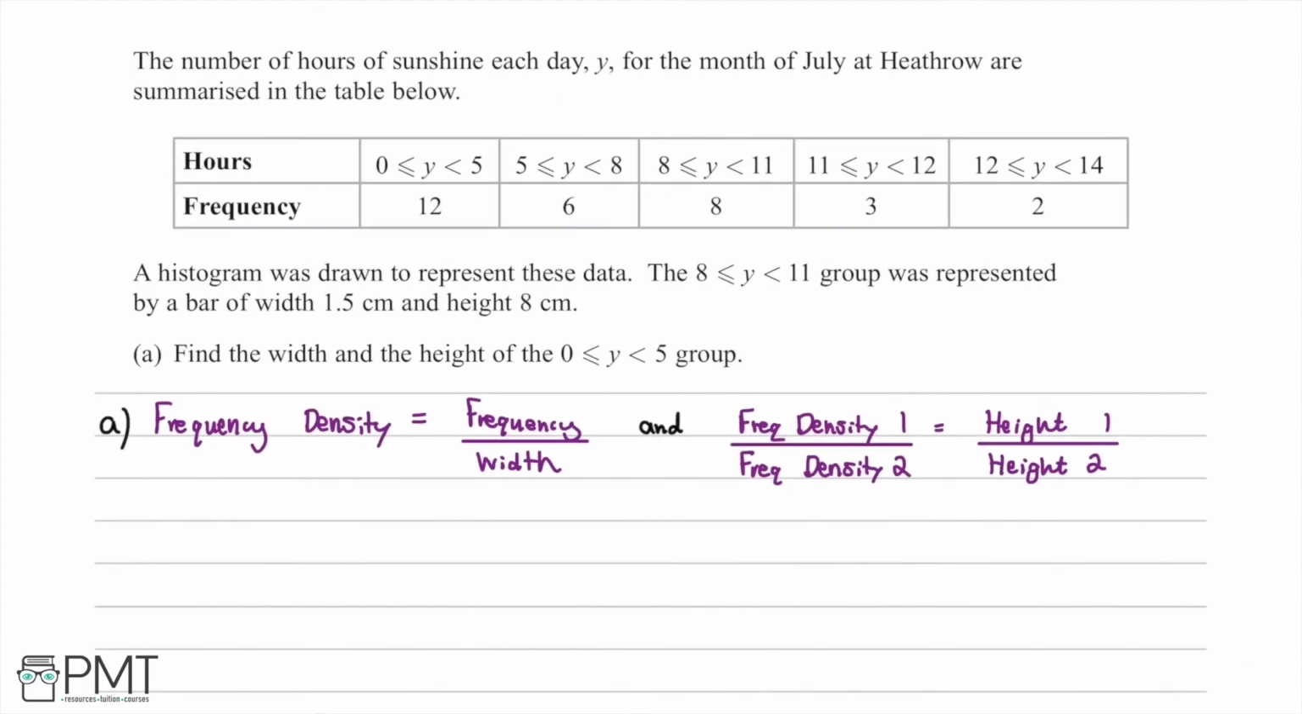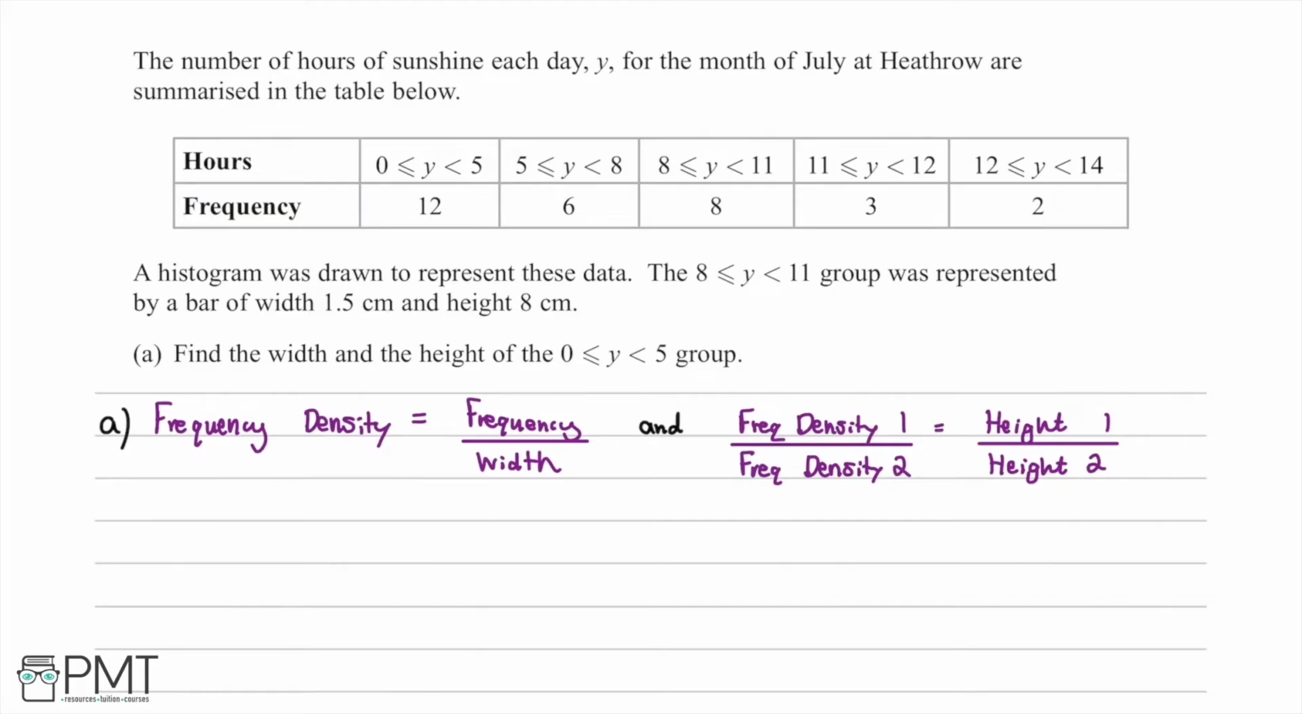So in part A of this question, we're told that the number of hours of sunshine each day, denoted by Y, for the month of July at Heathrow are summarised in the following table. So we're given the hours and then an interval of hours. For example, this column lies between 0 and 5, 5 and 8, and so on and so forth. And then we're given the frequency.